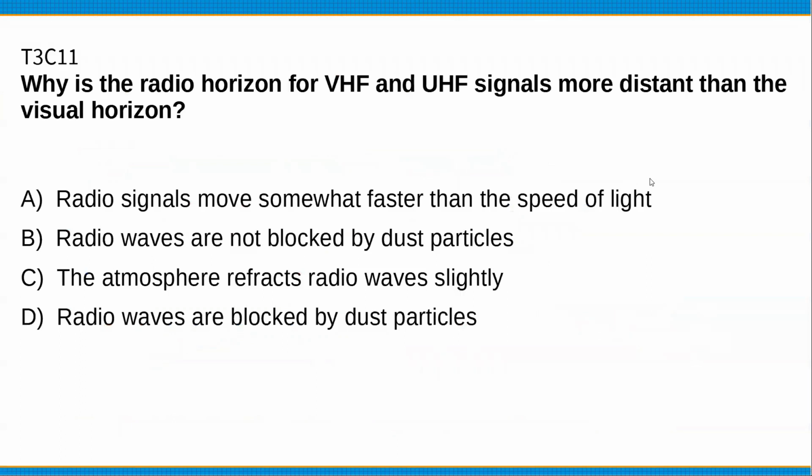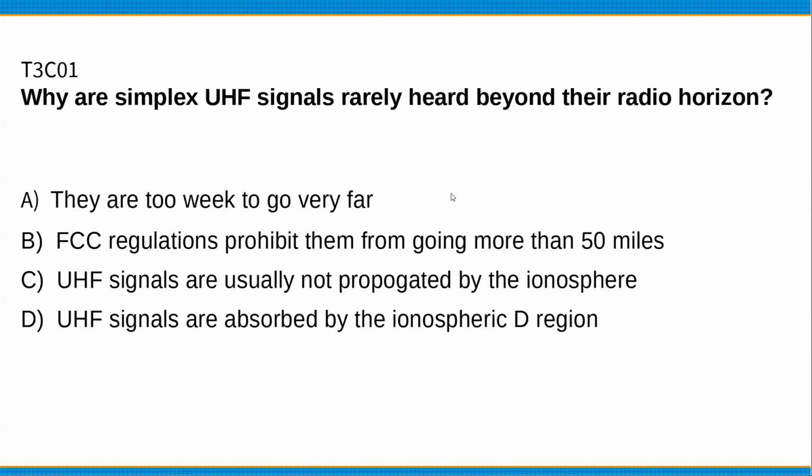Okay, why is the radio horizon for VHF and UHF more distant than the visual horizon? Okay. Why are simplex UHF signals rarely heard beyond their radio horizon? So what they're referring to is you're not going through a repeater. You're talking on the same frequency as somebody else with another radio. The reason they say rarely is because sometimes you do get a reflection, or tropospheric conditions will make the radio wave go around.